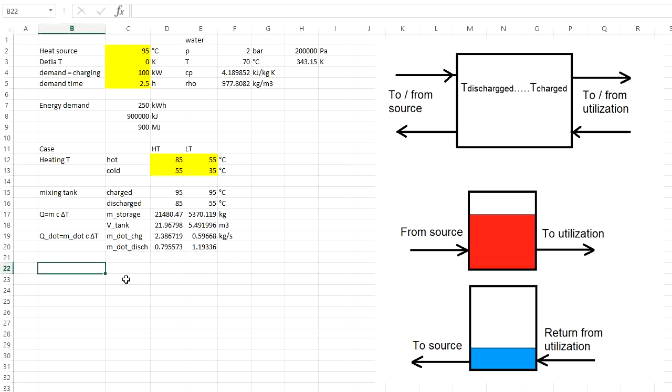Now let's go for the two tank system. So this was the mixing tank. Now two tank, or same with single tank or with thermocline. So in the charged state, the temperature is the temperature of the heat source minus the temperature difference.